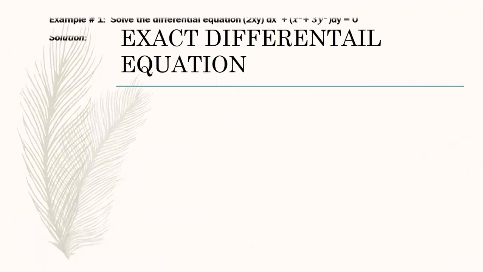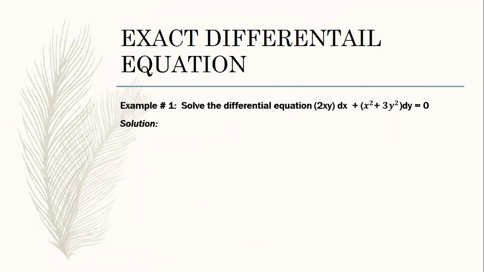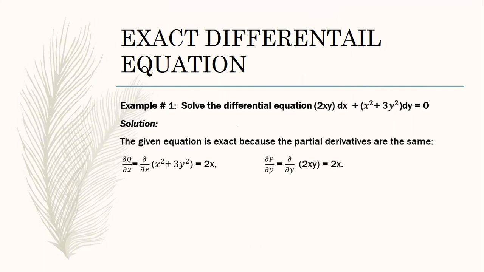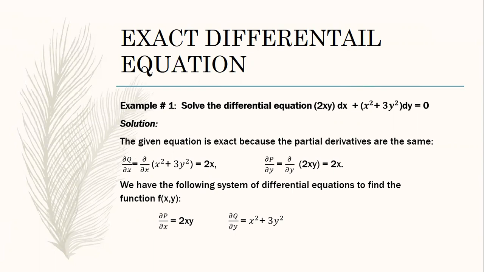So here's the first example to solve the exact differential equation. Firstly, we have to check the exactness of this equation. The given equation is exact because when we take the partial derivatives of both of these expressions, we get the same result. In this way, we have the following system for the differential equation to find f(x,y). Now, moving forward, we are going to find the exact function.